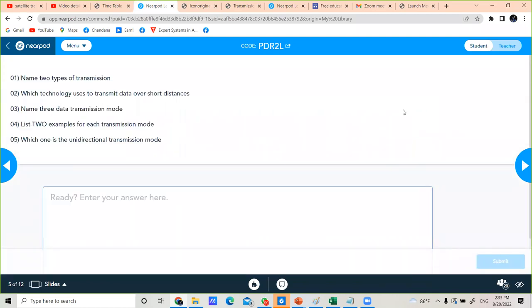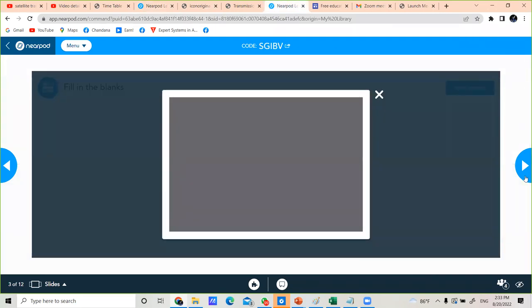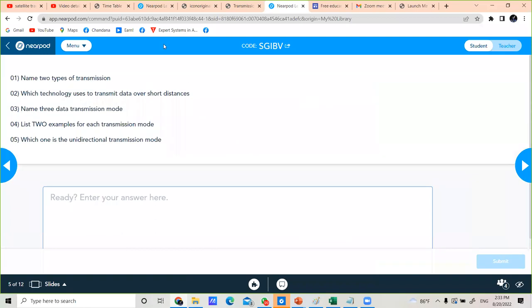Here, having some questions. Now look at the question here. Name two types of transmission. Two types of transmission. Which technology uses transmit data over short distance? Name three data transmission modes. List two examples for each transmission mode.